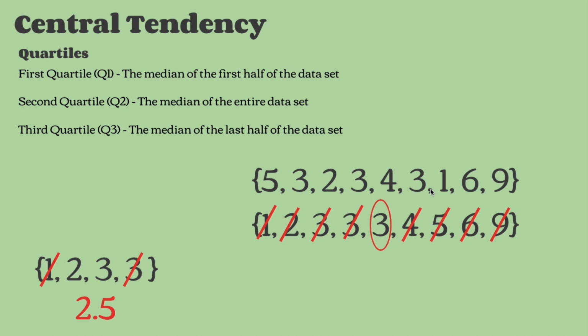Next, we're going to find the third quartile by using the last half of this data set, taking it out, and now we're going to find the median of this, stuck with two numbers in the middle. 5 plus 6 is 11. 11 divided by 2 is 5.5. So our first quartile is 2.5, our median is 3, and our third quartile is 5.5.